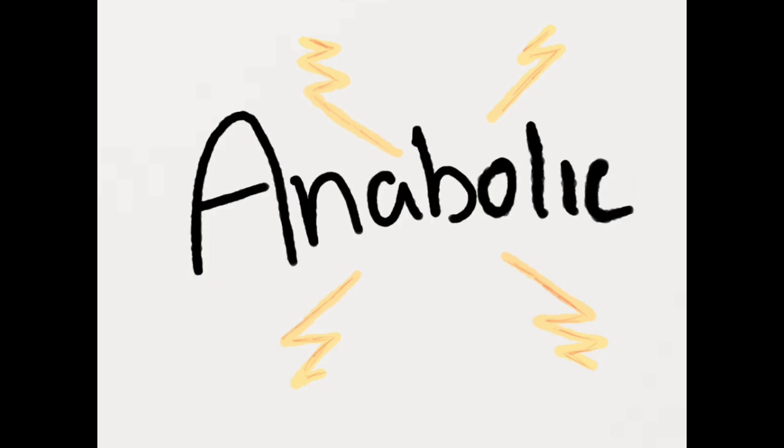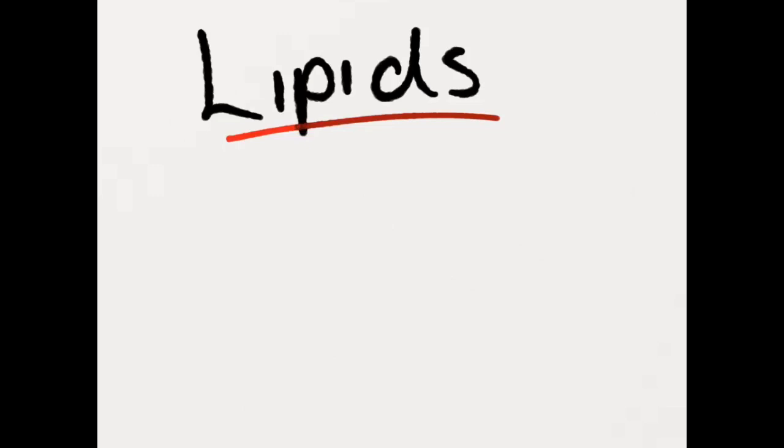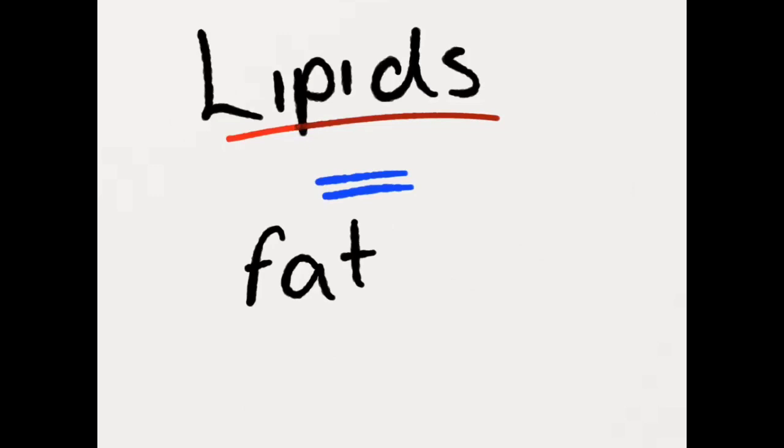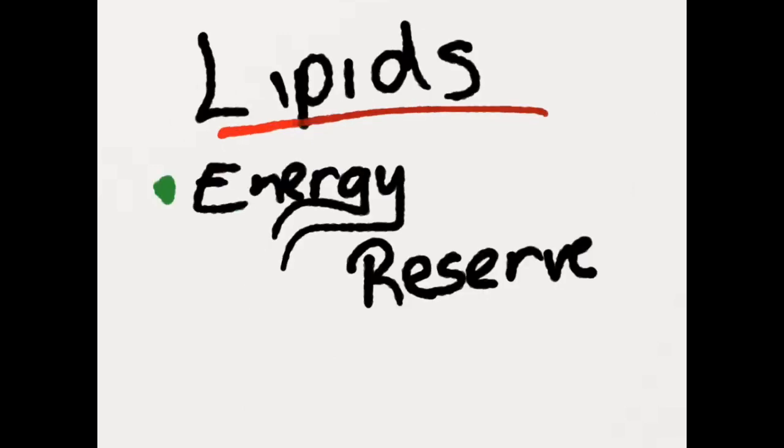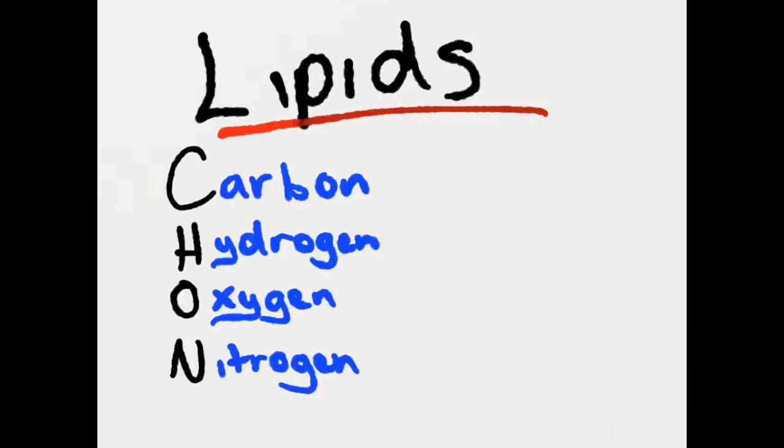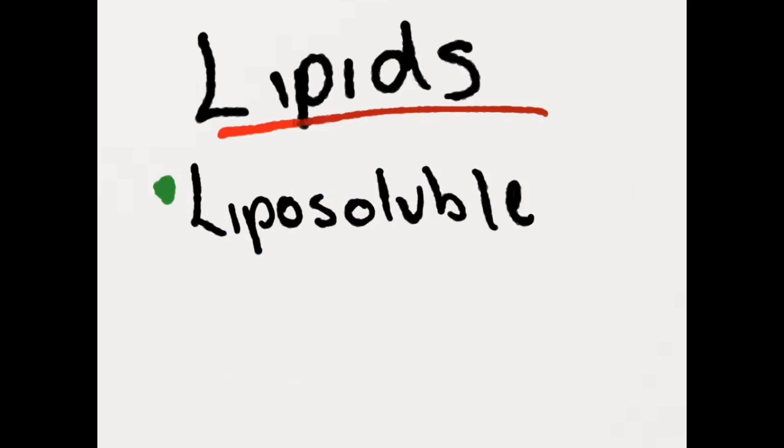The importance of polysaccharides is that they provide energy that is later stored and then the body uses it to function properly. Another important biomolecule is lipids, also known as fat. They are crucial for reserving energy, and they are formed by carbon, hydrogen, oxygen, and nitrogen, or CHON. They are liposoluble, so they only dissolve in other fats and not in water.